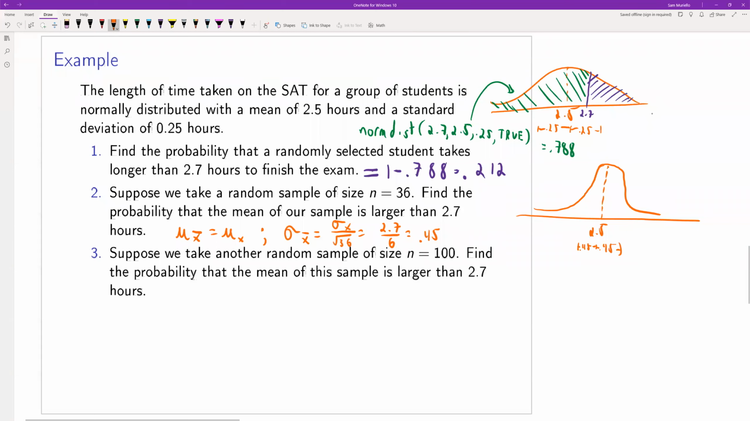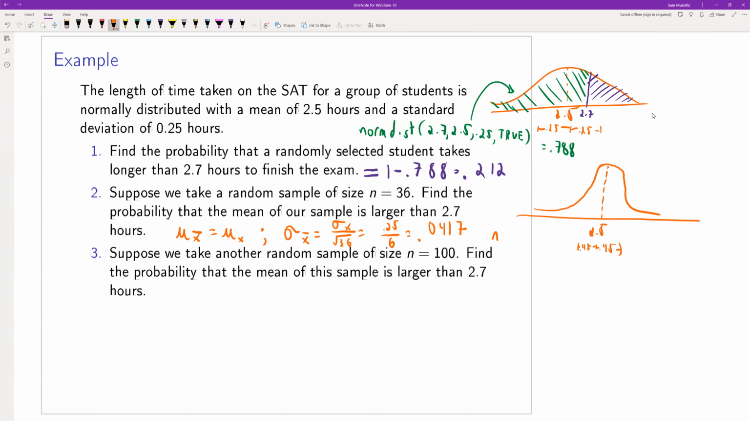Actually, sorry, we need to fix this because we've used the wrong standard deviation. 2.7 wasn't our standard deviation. That was the value we're comparing. We're supposed to plug in the 0.25 here and divide that by 6, which will give us a very different answer. So we'll take the 0.25, excuse me, and divide that by 6. And that gives us a standard deviation of 0.0417. We'll plug that into the norm dist.